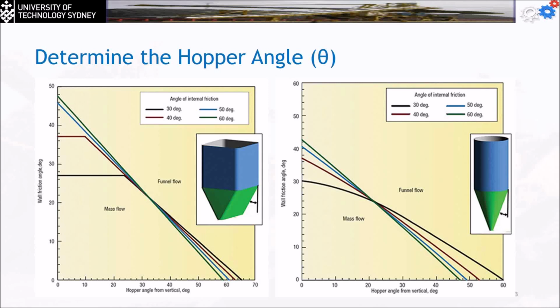So you calculate the delta W, then you go to, for example, 20, and the angle of the internal friction, for example, is going to be 30. So 20, go to the black line of 30, then you go down to find what will be the hopper angle from the vertical. Again, for an example of this one, we're not going to use this chart.